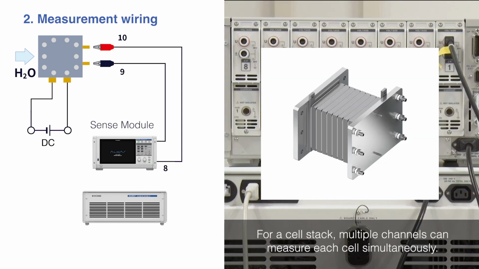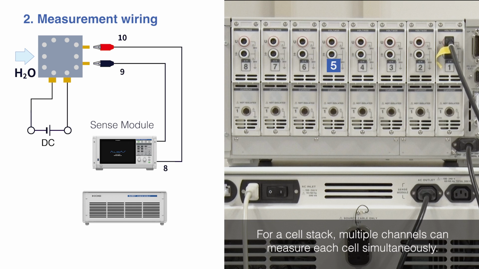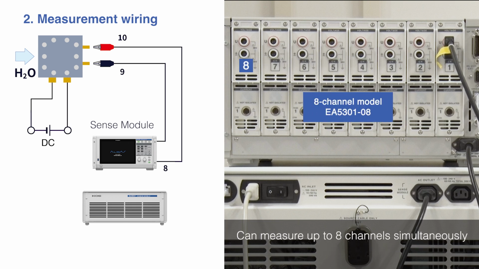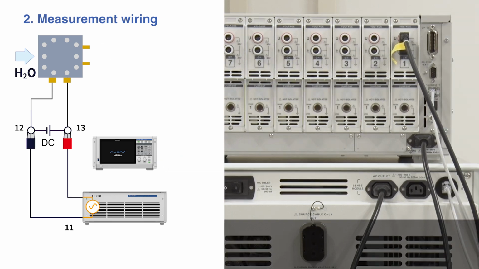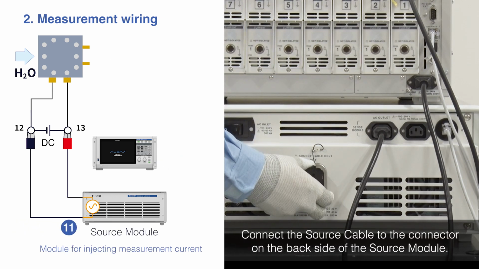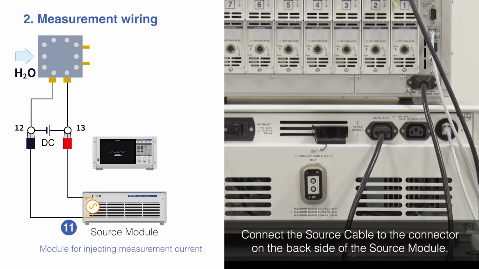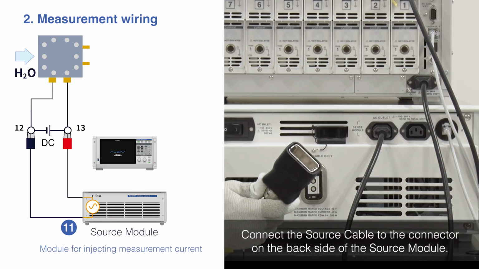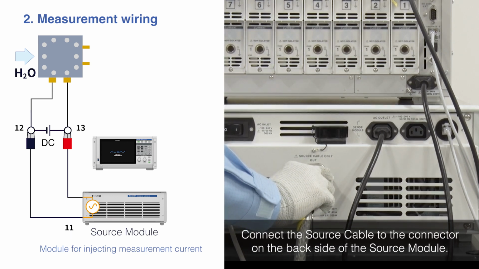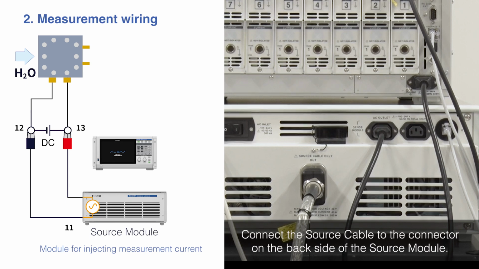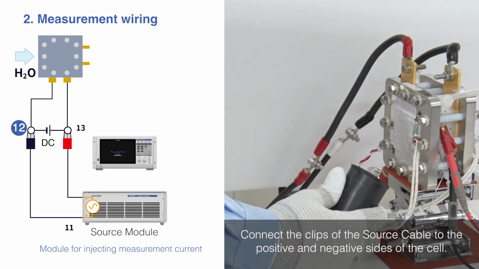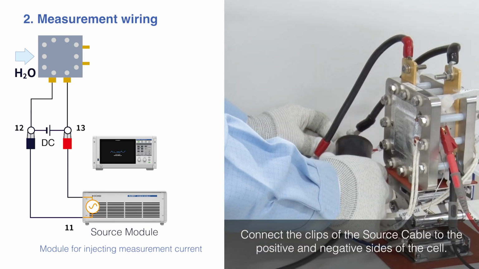For a cell stack, multiple channels can measure each cell simultaneously. The largest model can measure up to 8 channels. Connect the source cable to the connector on the back side of the source module. Connect the clips of the source cable to the positive and negative sides of the cell.